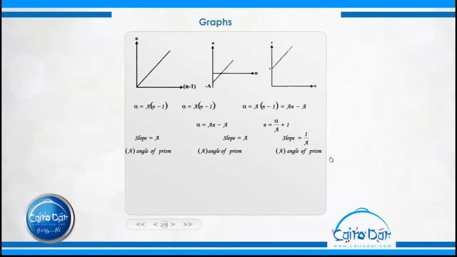To calculate the slope of this graph, n divided by alpha, the slope equals 1 over A, the reciprocal of the refracting angle of the prism.